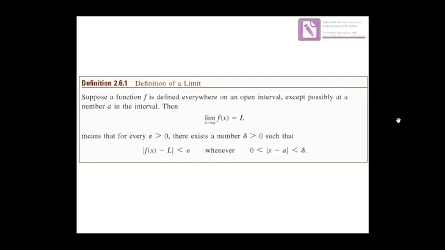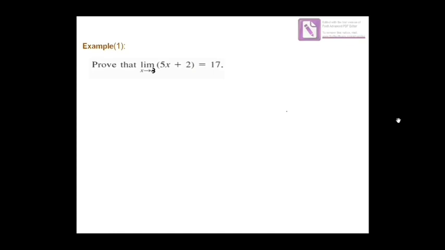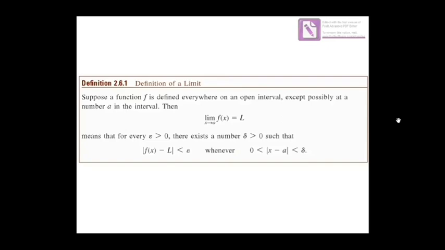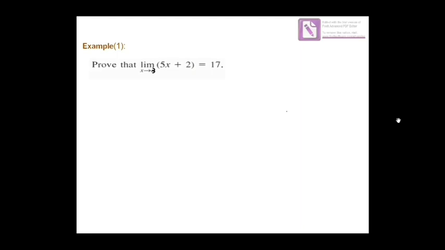So example number 1. Prove that limit of 5x plus 2 when x approaches to 3 is equal to 17. So here the question may say prove that the limit is equal or use epsilon delta definition. So this one is also called epsilon delta definition. The question said that prove that the limit is equal to a value or use delta epsilon definition, then you have to use this definition to prove the limit.